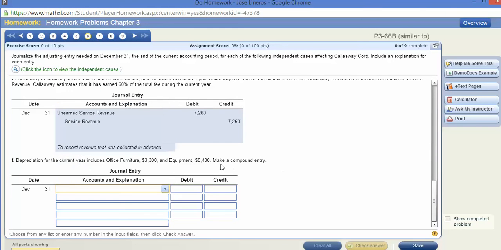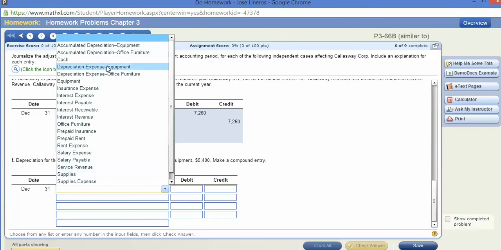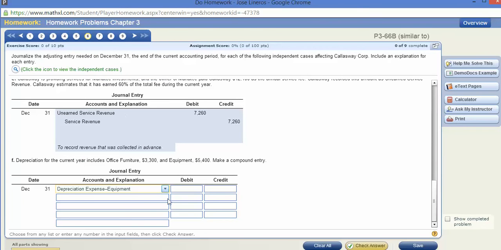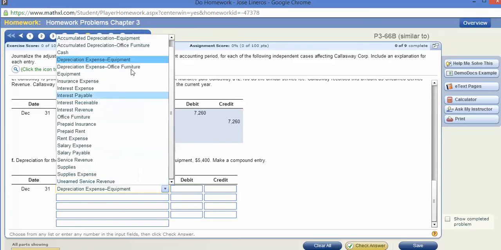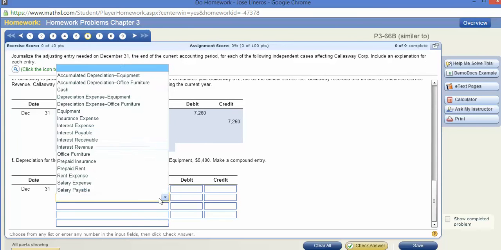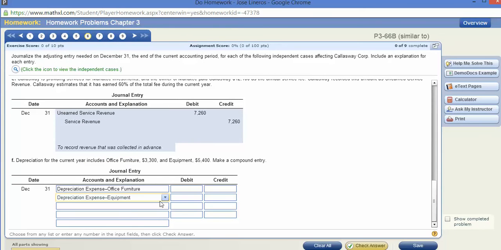Oh, I do want to point out, it says make a compound entry. What that means is don't make one depreciation expense account entry, make one for each one. So you'll see here in a second what's meant by that. So you've got depreciation expense, well, let's do it in order here. Office furniture, equipment, we'll go ahead and put our amount in. Office furniture is 3,300.